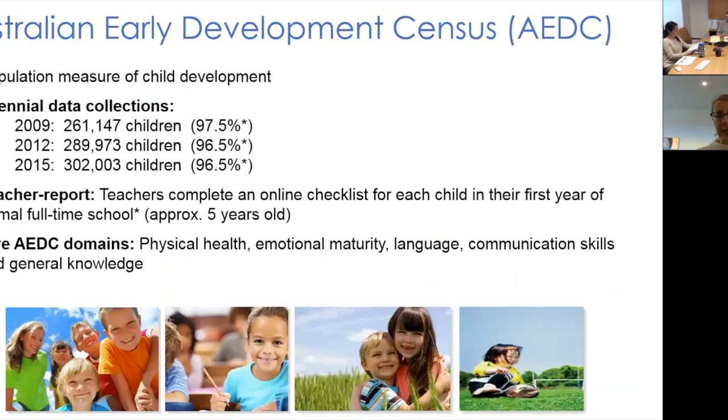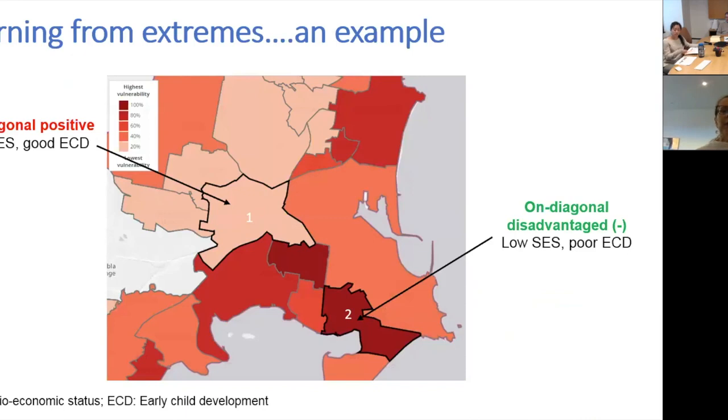And what we did was set out to use the AEDC, as you can see here. So I'm going to flick over this slide. You recall when I was showing you those slides, that we had these odd areas of kids in one area where you had this light area, which is what we've called off diagonal positive, where these are poor areas, but kids are doing well. And this compared to these on diagonal disadvantage, which are poor areas where kids are doing as expected. And it brings up this question, what is happening in these areas where kids are doing well, even though they're poor, and this learning from extremes methodology.